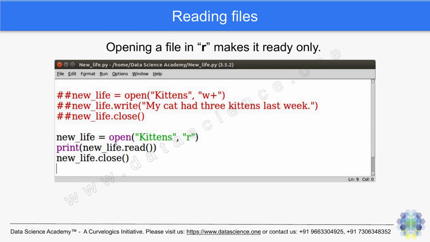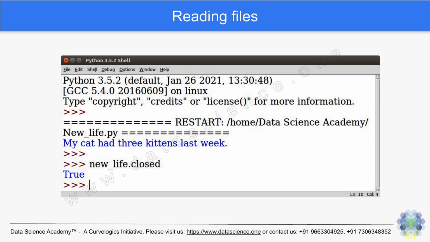We reopen the same file, named kittens, but this time we open it in the r mode, that is, read-only mode. Using the read method, we can display the contents of the file, after which we use the close method to close the file. Running this script in IDLE, we get to see the contents of the file named kittens.